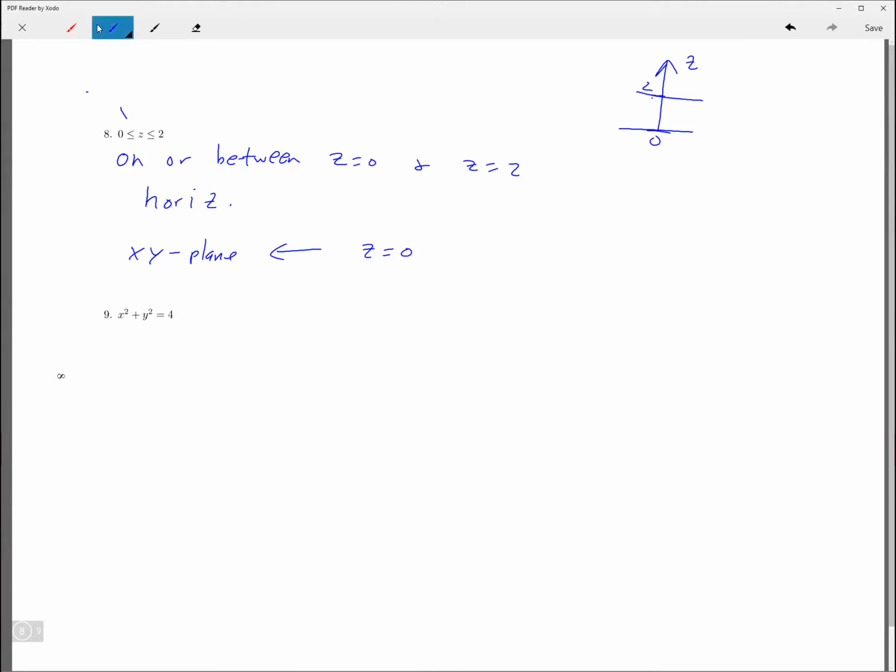Okay, number nine. Here it says, describe in words the region of R3 represented by this equation, x squared plus y squared equals four. Okay, does someone want to read it from the WebAssign?